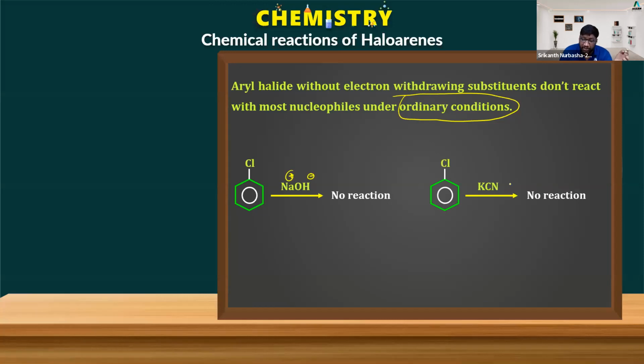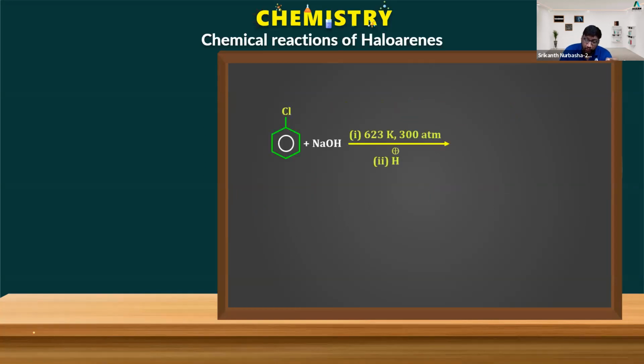Chlorobenzene treated with KCN gives no reaction, with NaOH also no reaction under ordinary conditions. But for this reaction to happen, we can maintain a temperature like 623 Kelvin and 300 atmosphere, that is NaOH at very high temperature, 623 Kelvin and 300 atmosphere. Second, acidification, if you do, you get the OH substituted product. How does this reaction happen? Again, the same Meisenheimer complex. OH minus is going to attack this particular carbon of the carbon-chlorine bond. Pi electron density moves away. This is the slow step, which is the rate determining step.